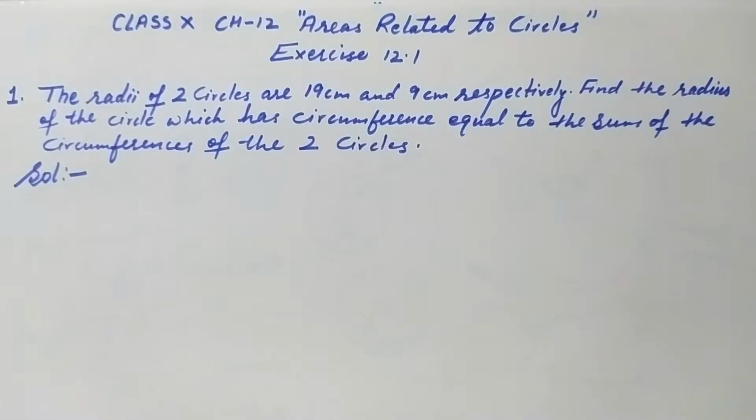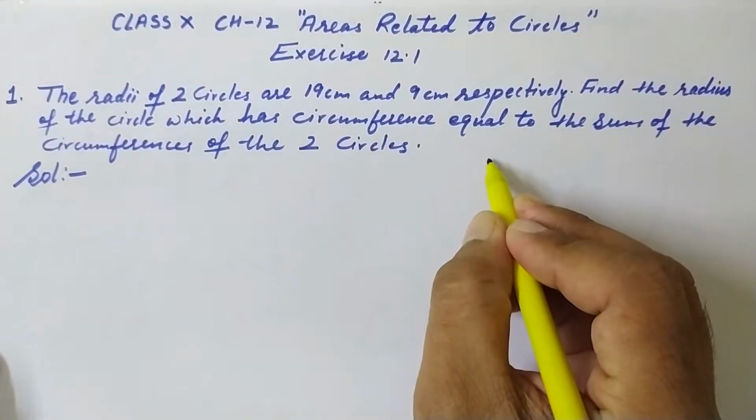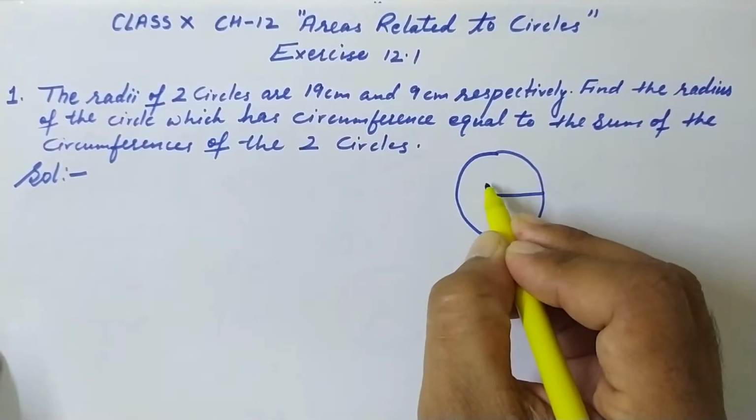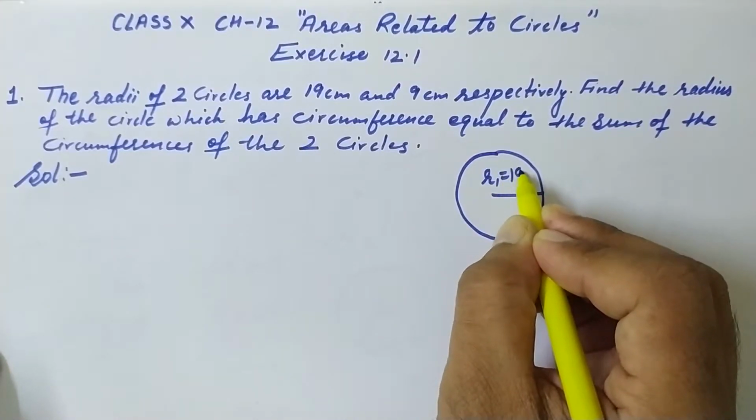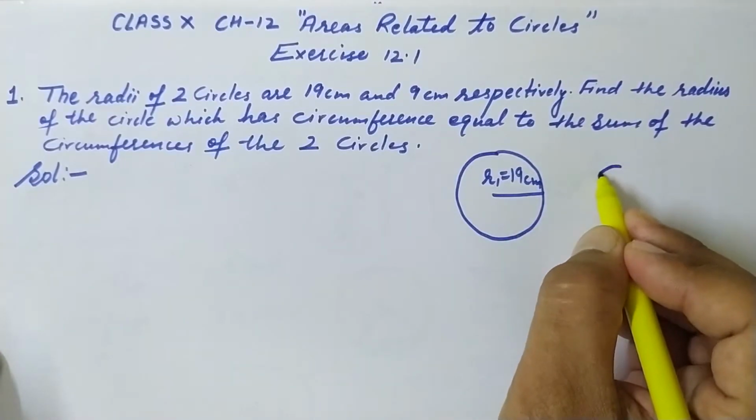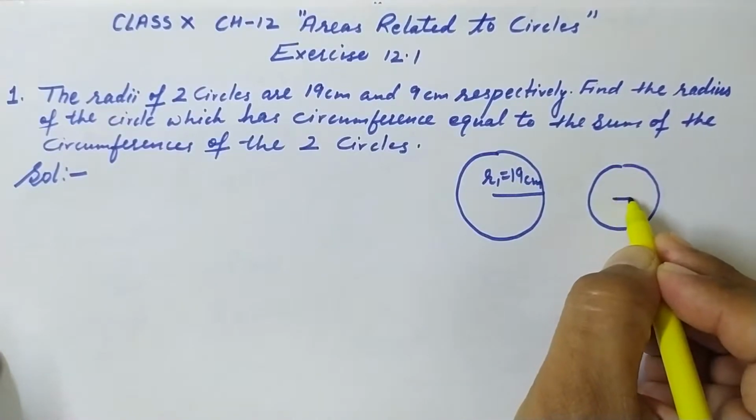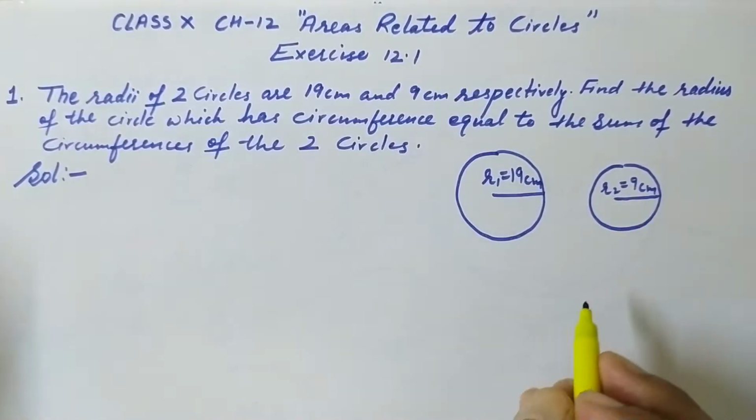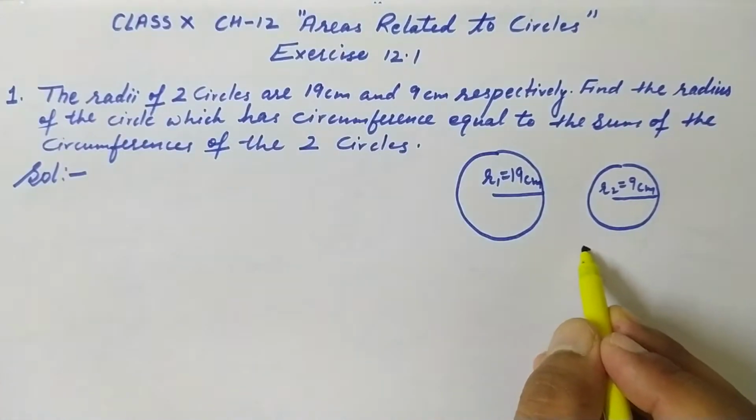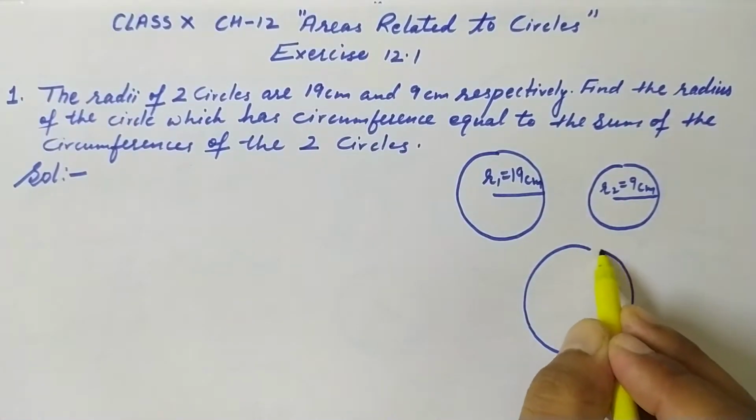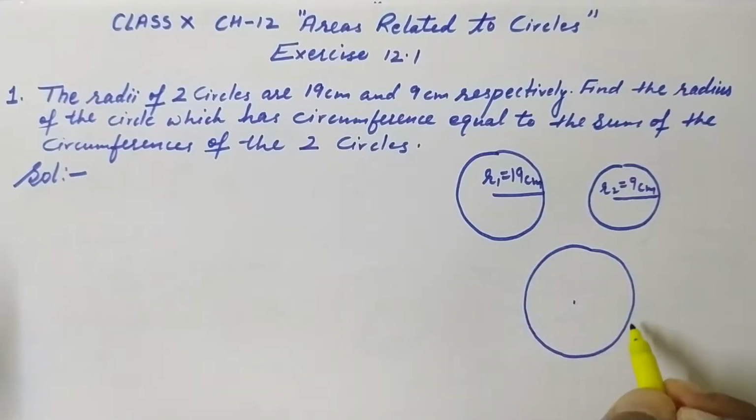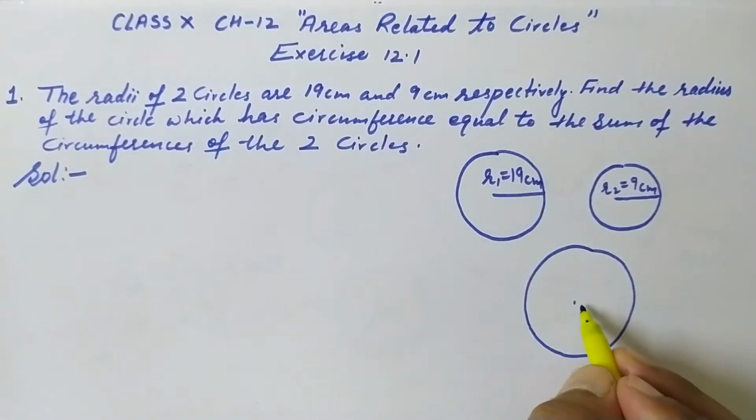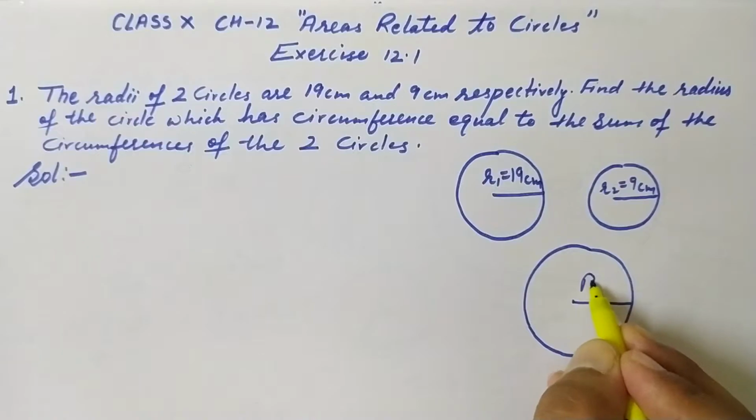So first of all, let's take these two circles in a figure. Suppose this is our first circle whose radius R1 is 19 centimeter. And this is our second circle whose radius R2 is 9 centimeter. Let this be our required circle, whose circumference is equal to the sum of the circumferences of these two circles. Suppose the radius of this required circle is R.